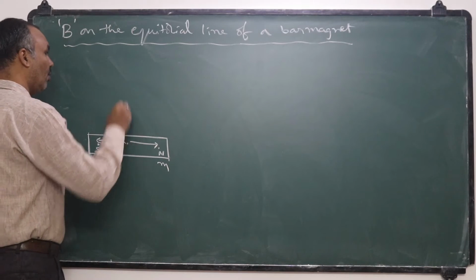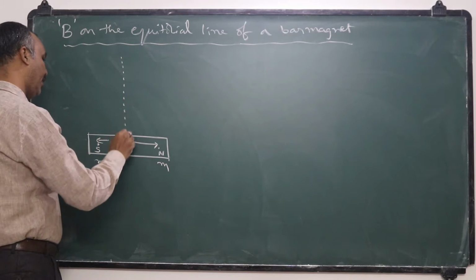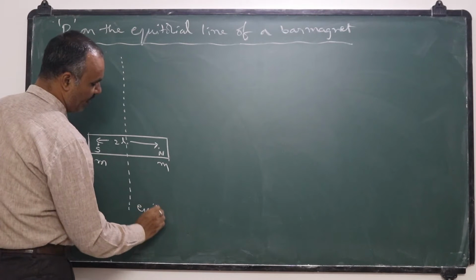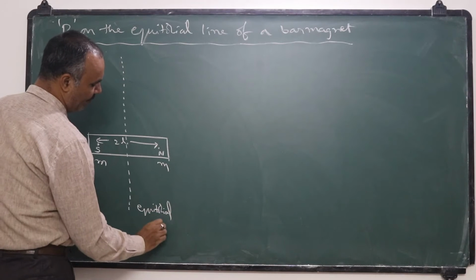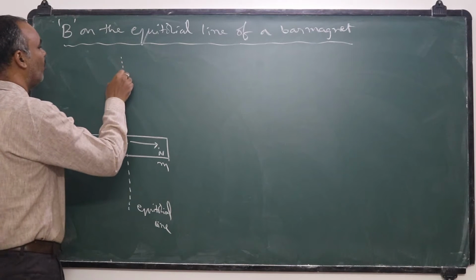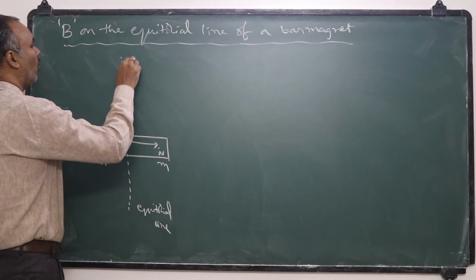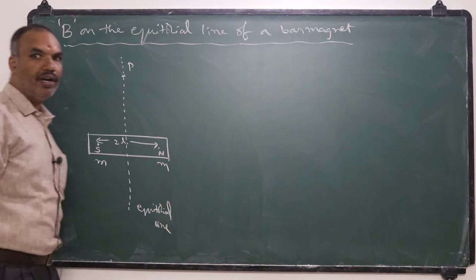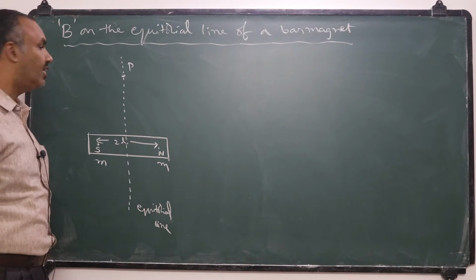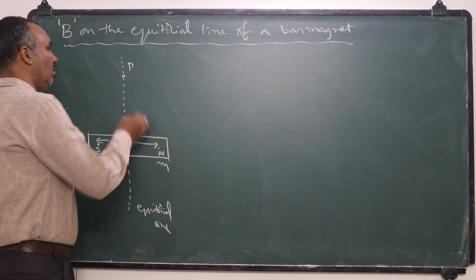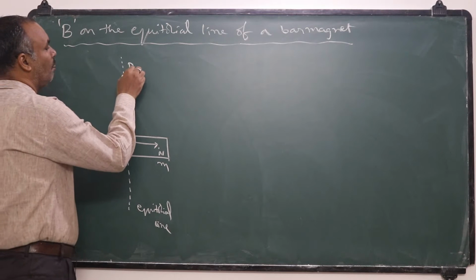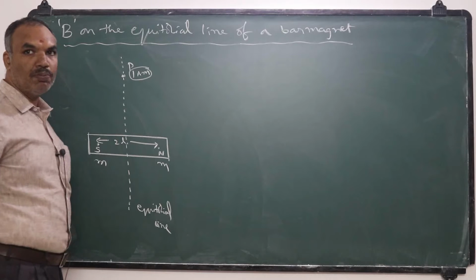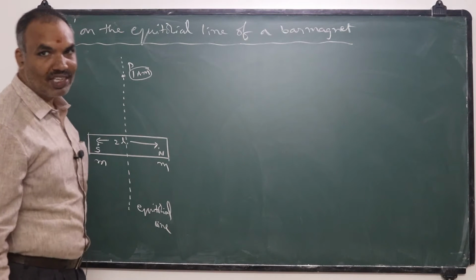From the center of the magnet, if we draw a perpendicular line, this line is called the equatorial line. On this line, let me take one point P. I would like to find the magnetic induction at this point. So you need to keep a 1 ampere meter north pole here. That 1 ampere meter north pole will experience some force. The force itself is called magnetic induction.